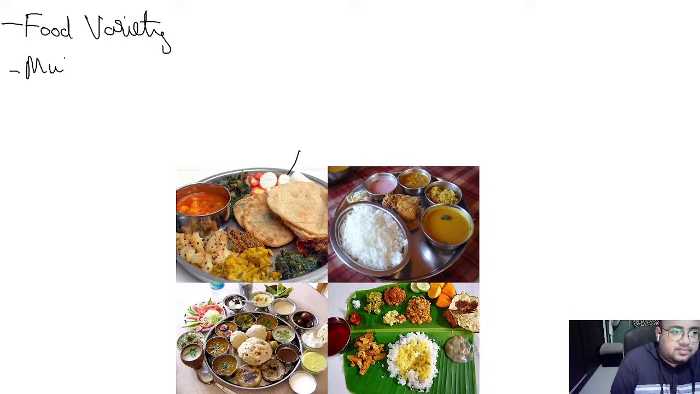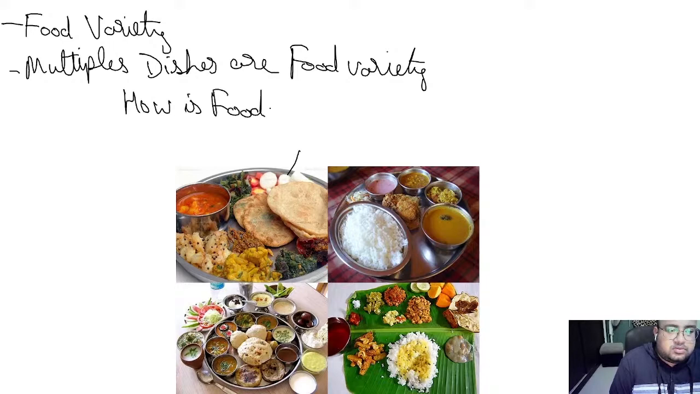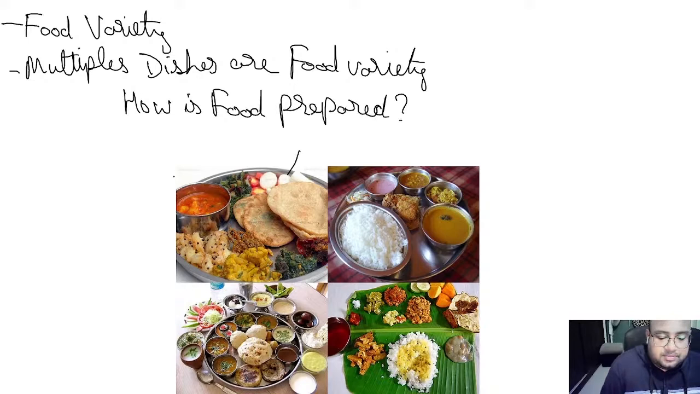Multiple dishes are food variety. So there is food variety, and everything. So how was food prepared, students? How was food prepared? Please write down whatever answer you know. How was food prepared? And I'll tell you what the correct answer is.